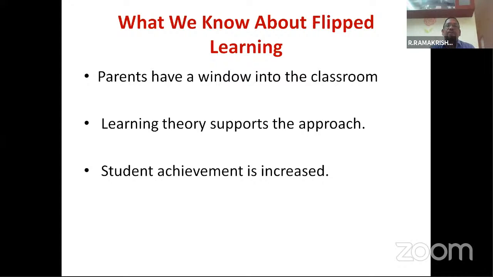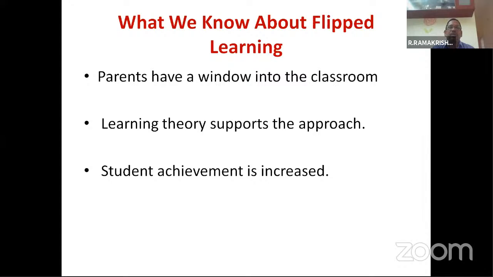Parents have a window in the classroom. They are also having observation. The education system is under the observation of the parents also. So they know well what is going to happen in the class and all. Since it is both ways, the students are communicated.